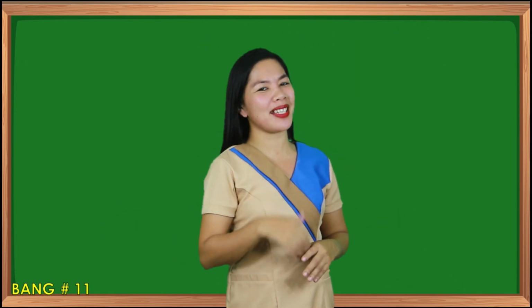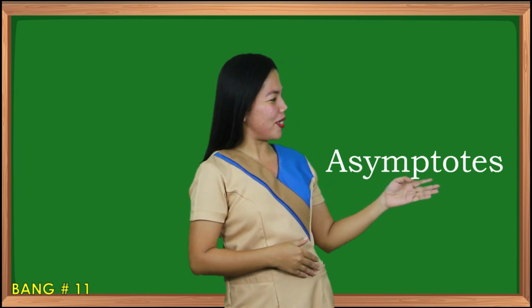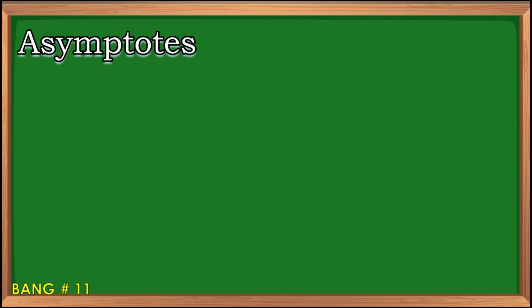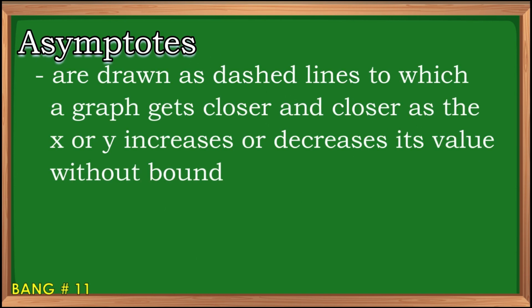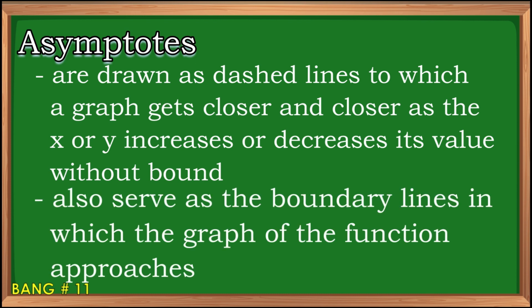Wow! That was a good start! You amazed me! Now, let's move on to asymptotes. Asymptotes are drawn as dashed lines, to which a graph gets closer and closer as the x or y increases or decreases its value without bound. Asymptotes also serve as the boundary lines which the graph of the function approaches.